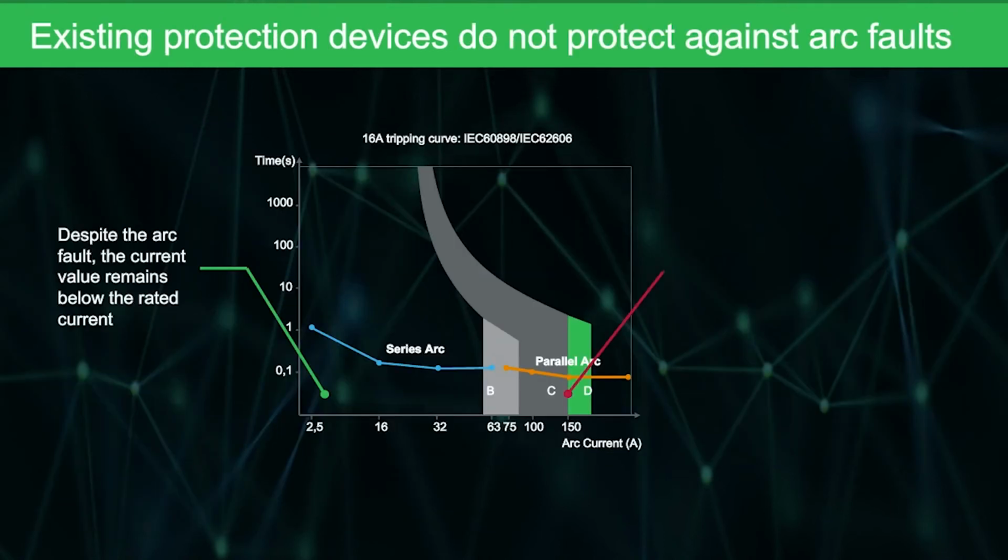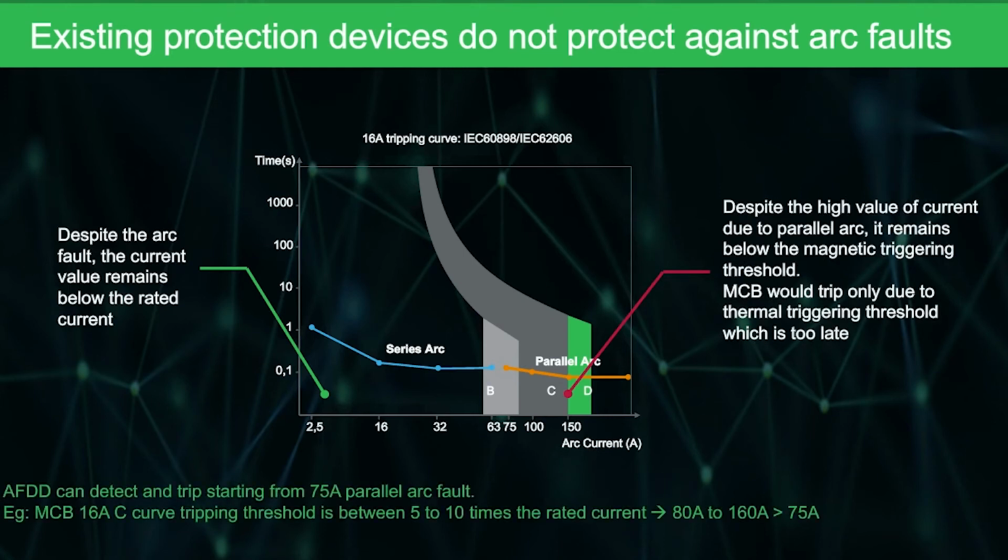So to demonstrate that more clearly, what we've got in this graph is the typical tripping curves of a breaker, so your B, C and D, and overlaid on that same graph is the tripping curves in the blue for the series arc and the tripping curve in orange for the parallel arc for what the standard states an AFDD must trip in. And as you can see, both of those curves are substantially below the tripping curve of MCBs.